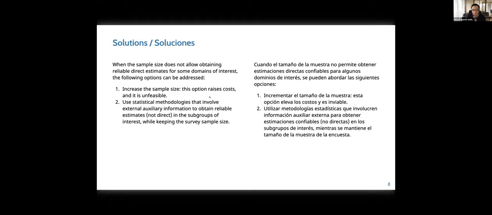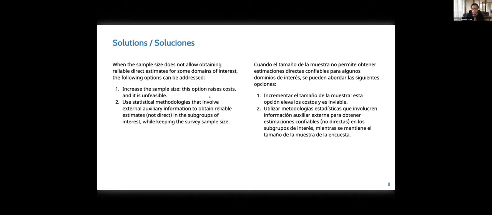So you will need to include external auxiliary information. I mean, there are two solutions. The first one is to increase the sample size, but that is not an optimal solution because it raises the costs, and it is unfeasible. And the other solution is to use some kind of novel statistical methodologies, like small area estimation, and try to gather information from different sources.